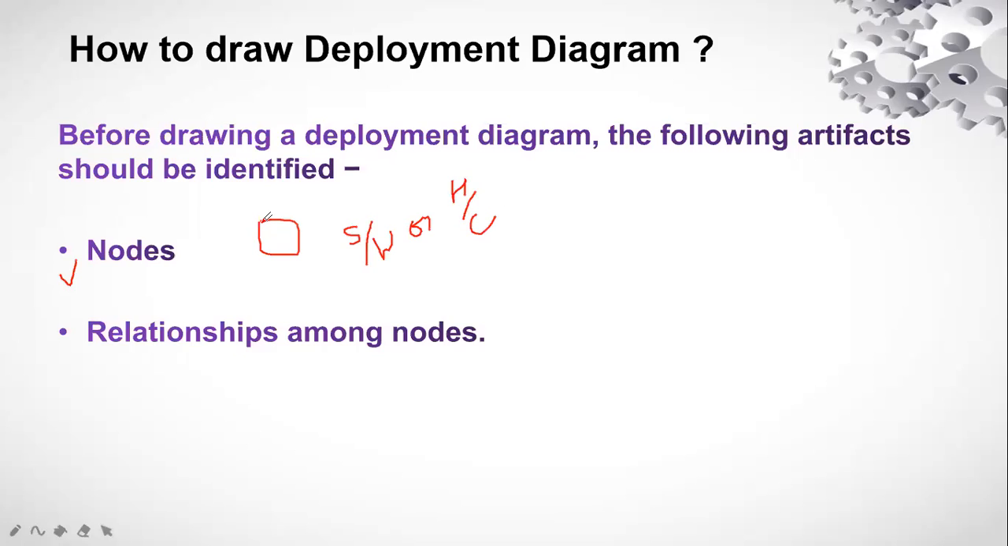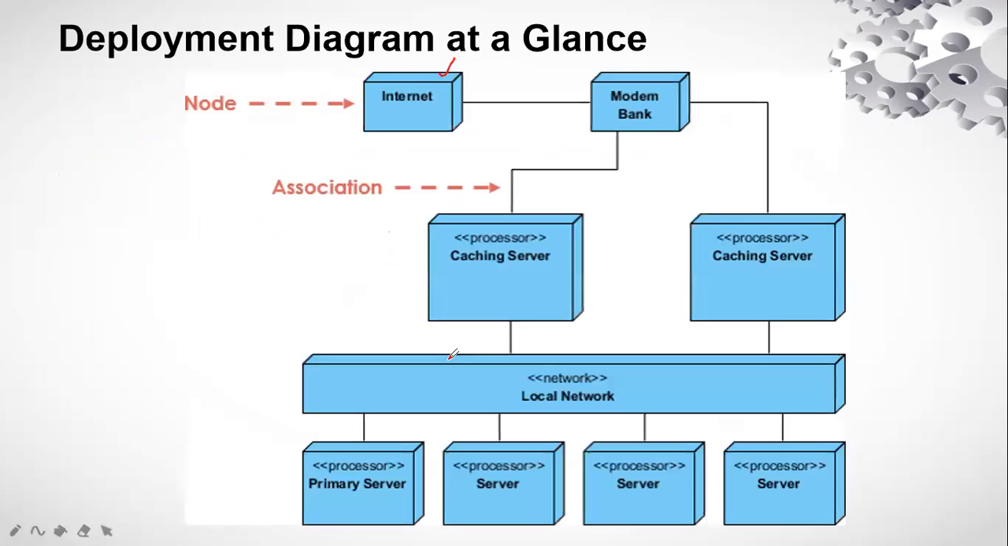Okay, and this is rendered as a 3D box. All right, then the second thing is relationship among nodes. That means when two nodes are communicating with each other or showing any type of relationship among them, such as association or any other type, that is done with the help of a line, which defines the relationship among the two hardware components or the software components, and how they are communicating with each other.